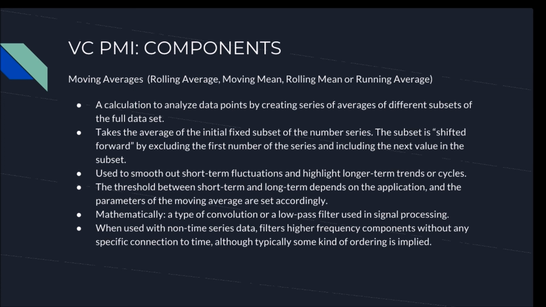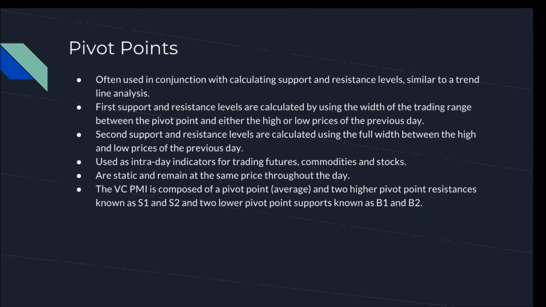VCPMI components. Moving averages. Pivot points. One of the highlights of the VCPMI is that it is composed of a pivot point, which is the average price, and 2 higher pivot point resistance levels known as sell S1 and S2, and 2 lower pivot point support levels known as B1 and B2. And we'll get more into detail a little further down into the webinar here.